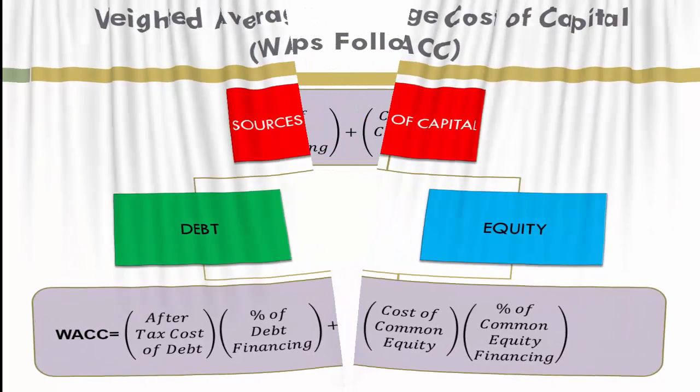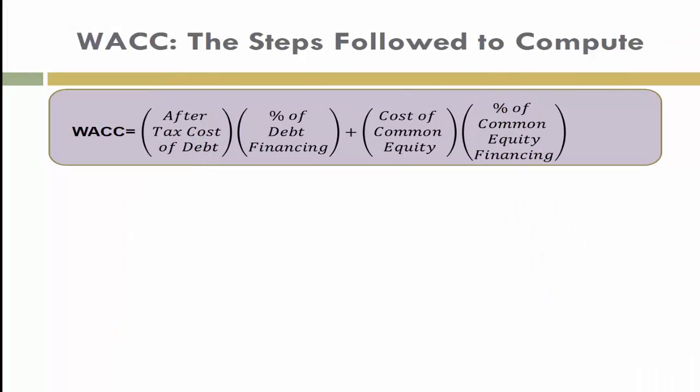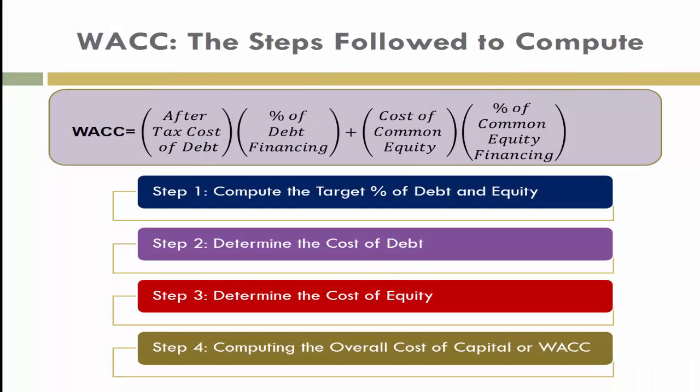If you remember from my earlier slide, we usually follow four general steps in calculating the weighted average cost of capital. Step 1, you calculate the target capital structure, meaning the target percentage of debt and equity. Then you calculate the cost of debt, the cost of equity, and finally you put them all together and calculate the weighted average cost of capital. In this video, I'm just trying to explain how to calculate the first step, meaning how to calculate the proportion of debt and equity.